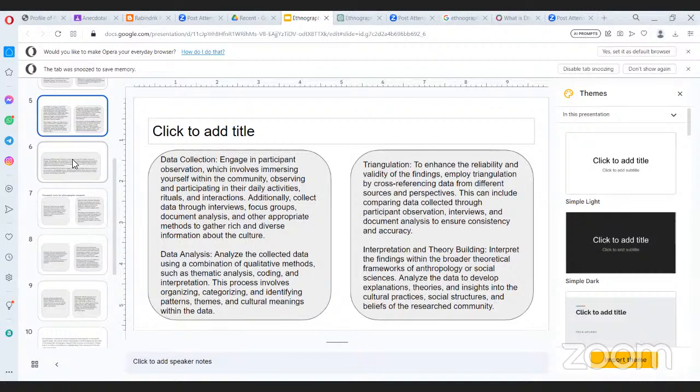Triangulation to enhance the reliability and validity of the findings. Employ triangulation by cross-referencing data from different sources and perspectives. This can include comparing data collected through participant observation, interviews, and document analysis to ensure consistency and accuracy. Have I used participant anonymity? I do not know. Okay, it is not there.